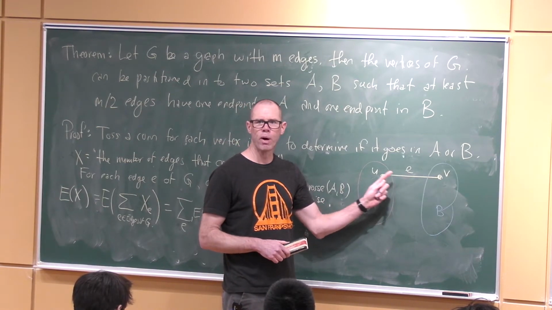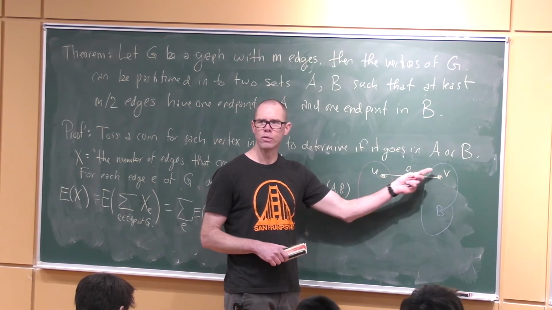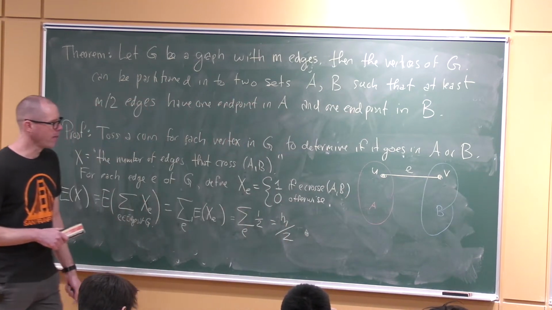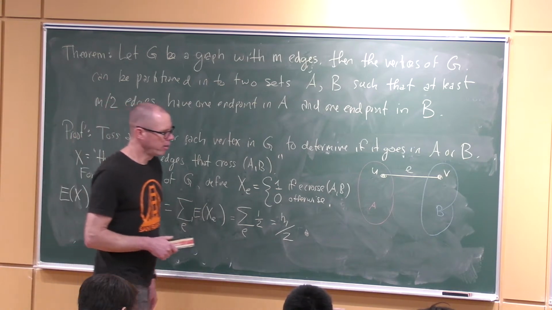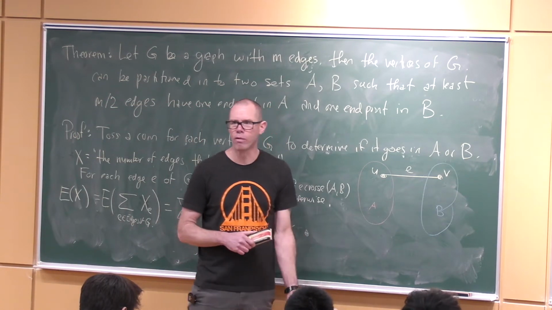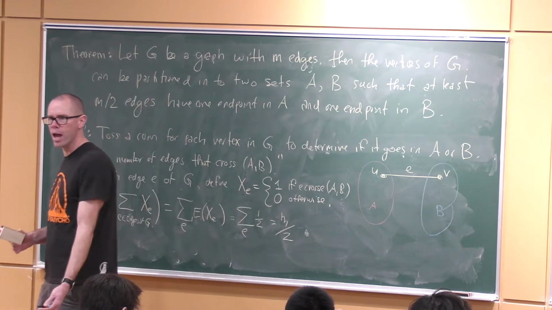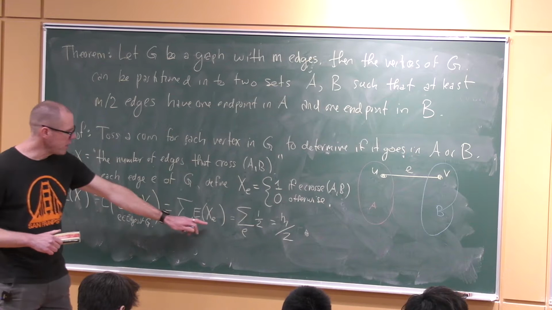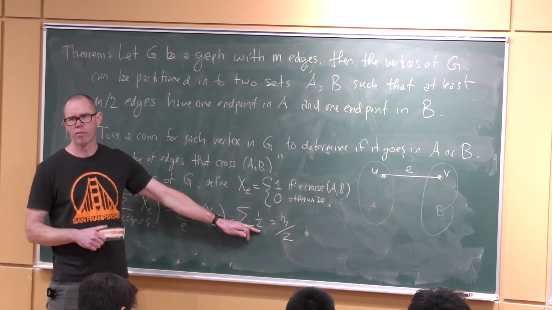Now the question is just what happened when we tossed the two coins for those two vertices? And that experiment puts them in different sets on different sides of the partition with probability a half. And that's true for every edge. So that means that the expected value of XE for every edge is exactly a half.